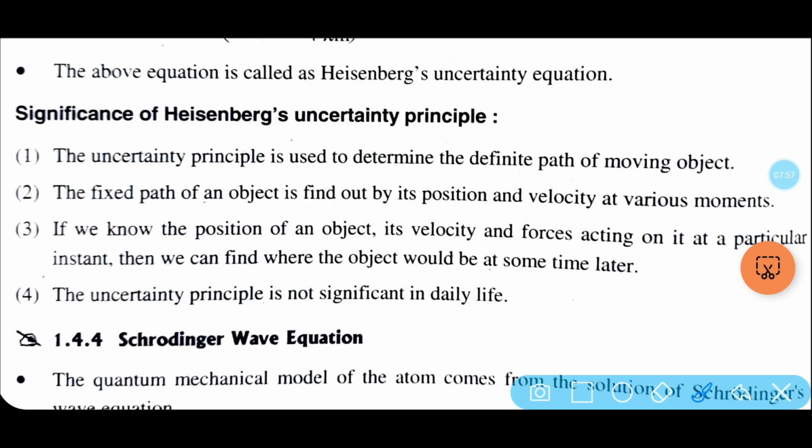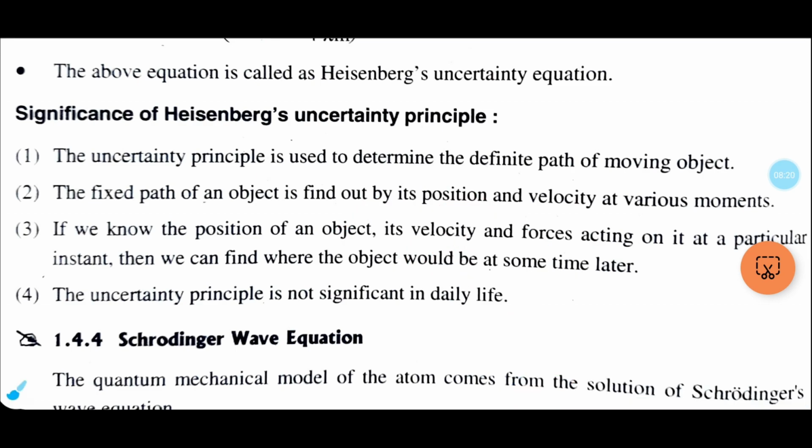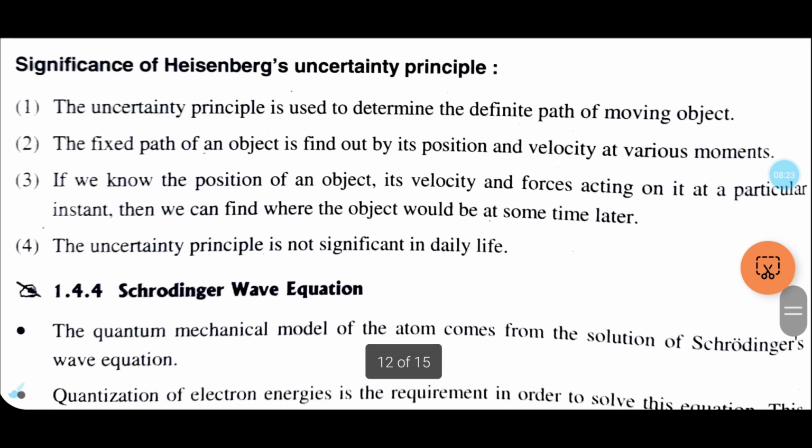Particularly we are concerned about the atom and atomic structure. So in this case, with the centrally placed nucleus and the orbit, the fixed path of this object, that means the electron, is found out by the position of the electron and the velocity, or what we call momentum, of that electron at various moments. So if we know the position of an object, its velocity and the force acting on it at a particular instant, then we can find where the object could be at some later time. Again, the uncertainty principle is not significant in daily life. It is significant for certain specific cases, but in daily life this is not significant.